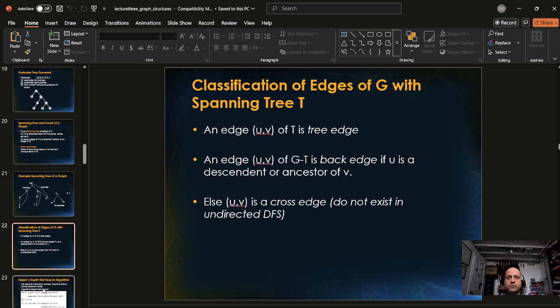Classification of edges with the spanning tree T. Here, an edge UV of a tree is known as a tree edge. An edge UV of the graph G minus T is identified as a back edge if U is a descendant or ancestor of V. Otherwise, UV would be known as a cross edge, and this doesn't exist in non-directed depth first search.